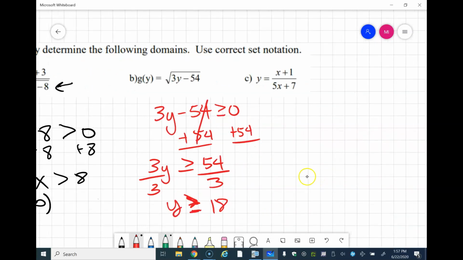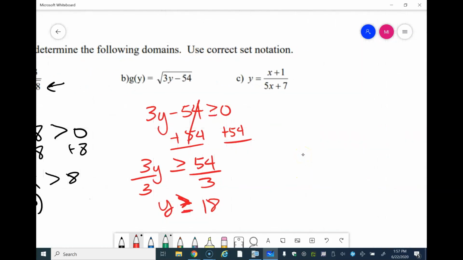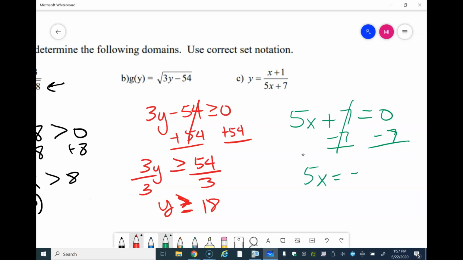The last one here, the only thing we need to do for this one is just set it equal to 0, because we don't want 0 to be on the bottom. So 5x plus 7 is equal to 0, so 5x is equal to -7. Divide both sides by 5. So x cannot equal -7/5.